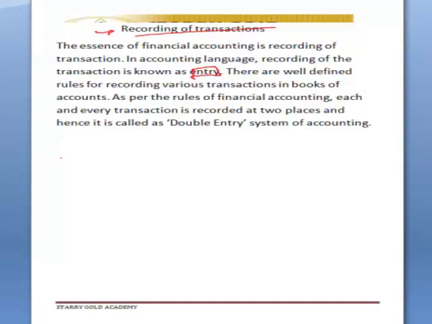As per the rules of financial accounting, each and every transaction is recorded in two places, and hence we call that the double entry system of accounting, which we'll be looking at in the subsequent classes.